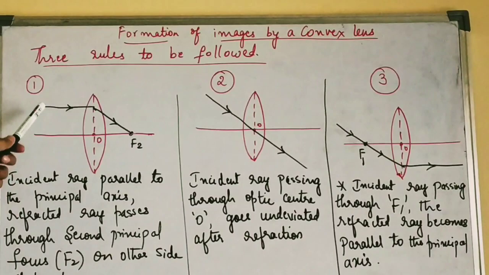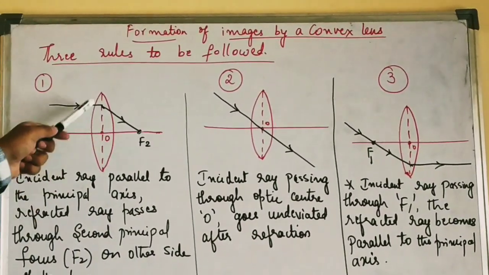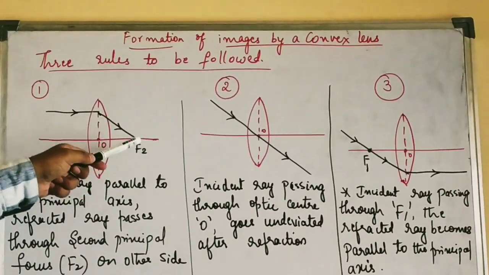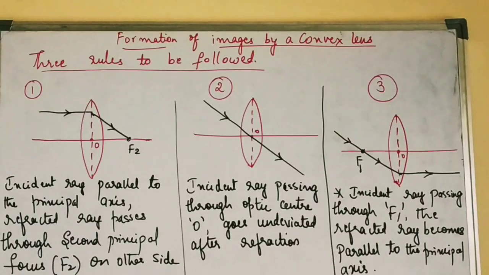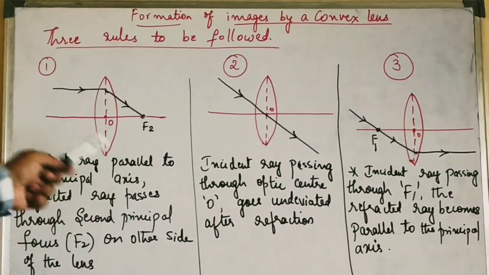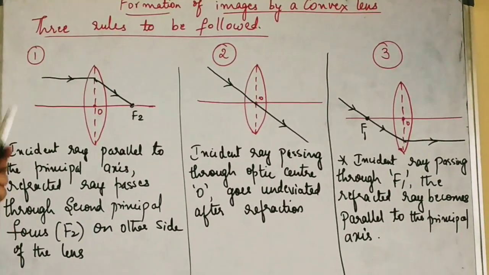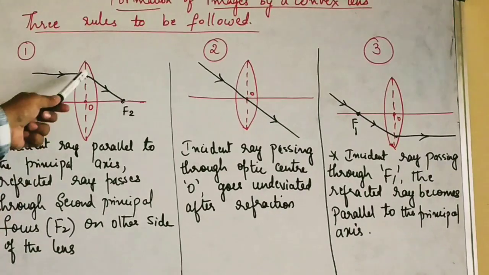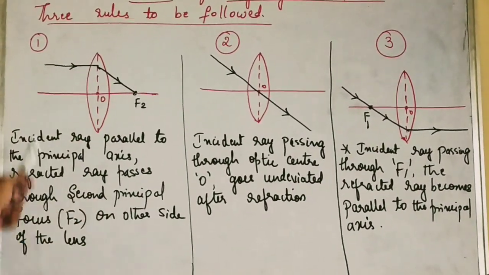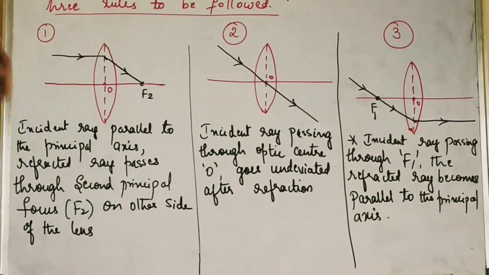I repeat, when the incident ray is parallel to the principal axis, the refracted ray is passing through the second principal focus. You can see here, when the incident ray is parallel to the principal axis and is incident on the boundary between the two mediums, the refracted ray passes through the second principal focus F2 on the other side of the lens. So this is the first rule.